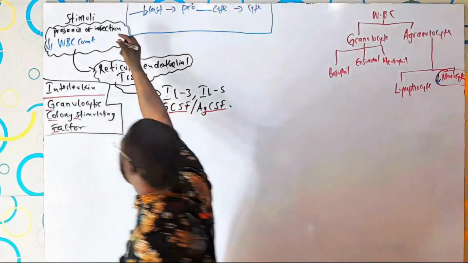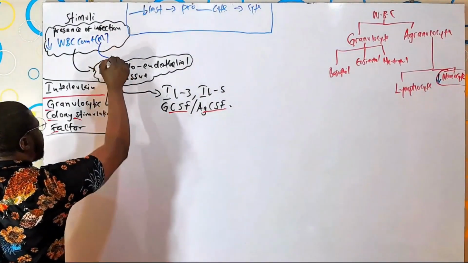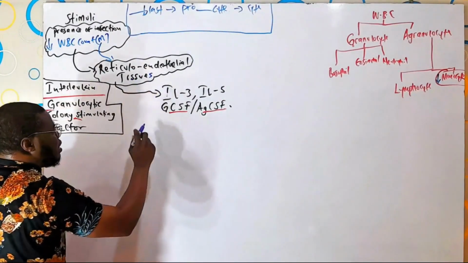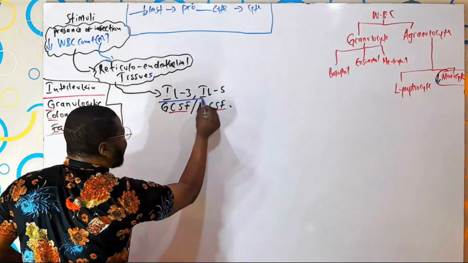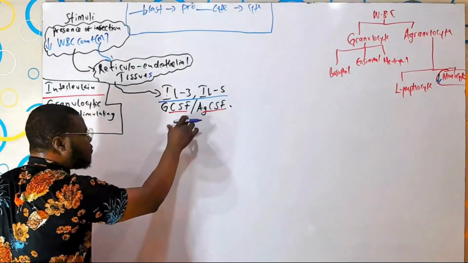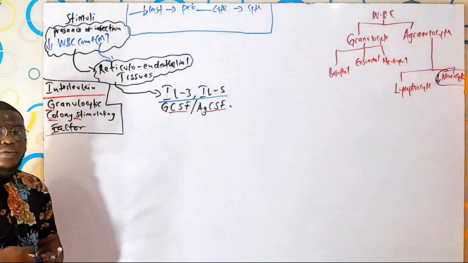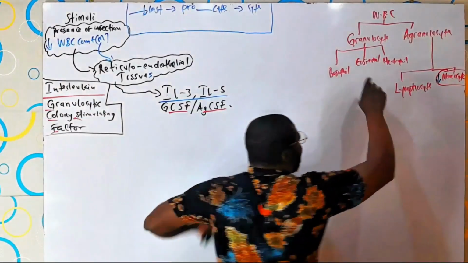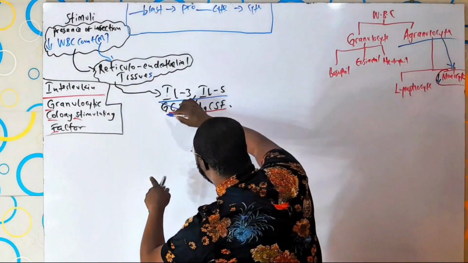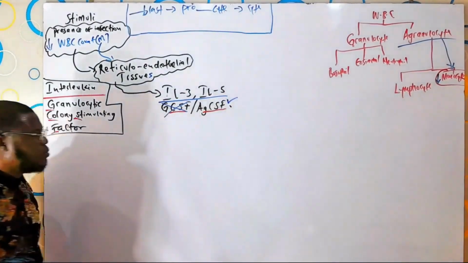A reduction in the count of monocytes, let's denote that with M, will lead to the transmission of impulses to the reticular endothelial tissues. And they are going to release what now? They will release interleukin 3, interleukin 5, and one of these two: either granulocytic colony stimulating factor or agranulocytic colony stimulating factor. The question is, which one do you think they are going to release? Since we are forming an agranulocyte, which is the monocyte, we are not going to need GCSF in this case. What we need is the agranulocytic colony stimulating factor.